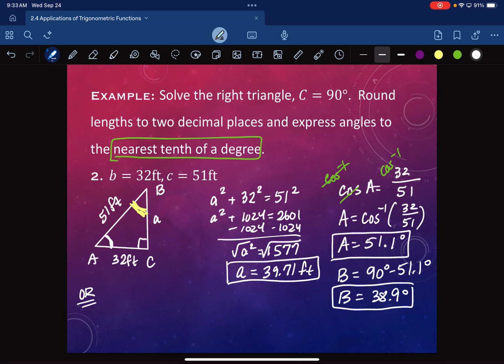Which one relates angle B, that yellow mess that I've kind of marked up there, to 32 and 51? That's sine. So the sine of B is 32 over 51, which means that B would be the inverse sine of 32 over 51. And just check it for good measure. Do we get 38.9? Did it work? Fantastic. So I have 38.9 in either direction that I go.